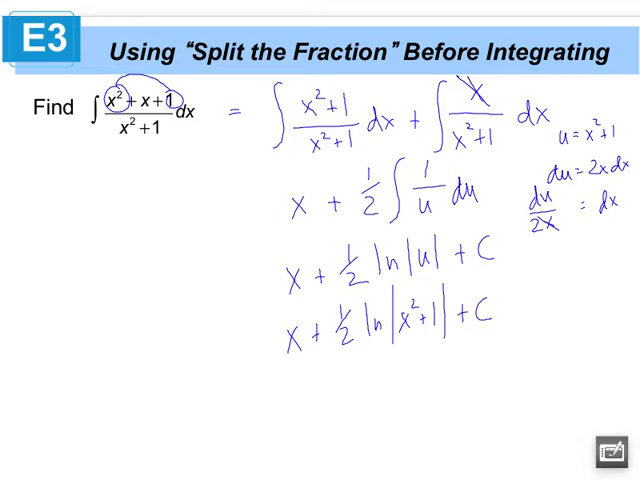If I was feeling a little crazy, I could take that 1/2 and write it as a square root, but I'm not going to. Do I need these absolute value bars? No, because this is always positive. So I could, if I wanted to, write it the following way.